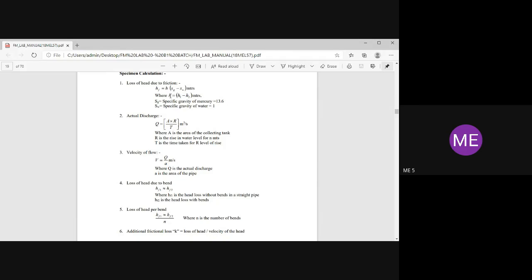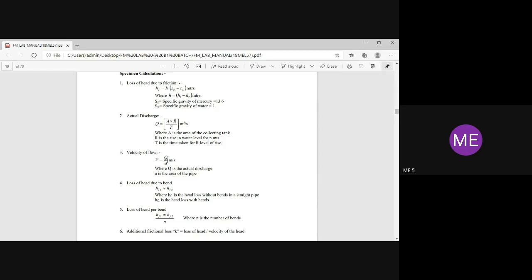Sg is the specific gravity of mercury, which is 13.6. Sw is the specific gravity of water, which is 1. And actual discharge uses the same formula you have been using, A into R divided by T, where the area of the collecting tank is 0.12 meter square, and R is the rise of water level in meters. It is usually 10 centimeter or 0.1 meter. And time T is the time taken for the R level rise.